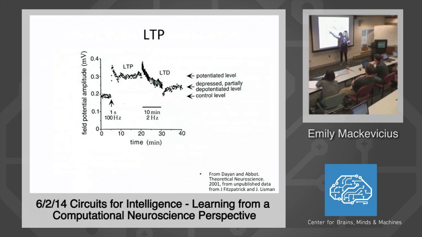And there's a similar phenomenon in reverse, LTD, long-term depression. Here, if you stimulate a lot slower, so they tend to not fire together, the weights go down.